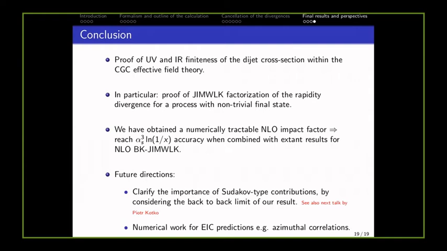Yes, just to follow up on Christoph's question. This is DIS, but we could take the virtuality to zero and get the photoproduction limit. Maybe these results can be tested in UPCs. That's something we want to pursue eventually. Maybe these NLO computations could improve our understanding of dijet production in UPCs.